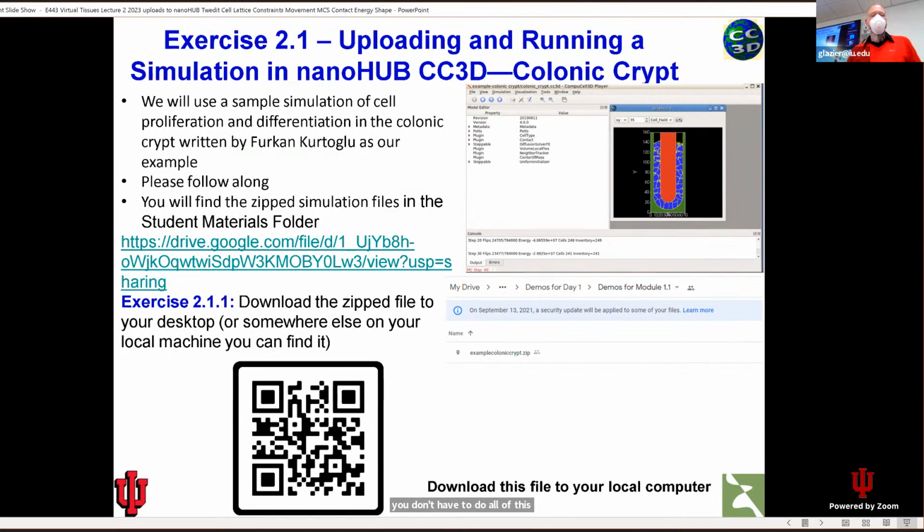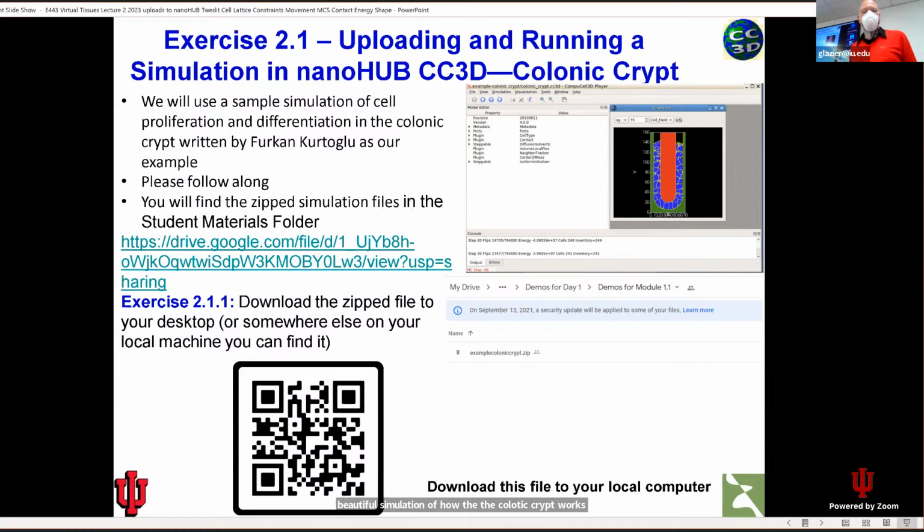So let me just walk you through it. Let's do a quick exercise. In the student materials folder, there is a demonstration called Colonic Crypt, and it was actually written by a student in this class as a class project some years ago. It was a student of Paul Macklin's, and it was really quite a beautiful simulation of how the Colonic Crypt works.